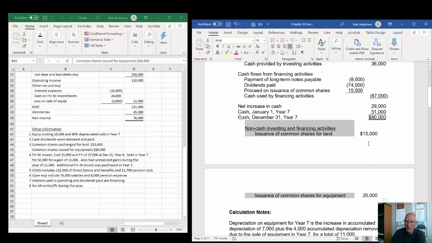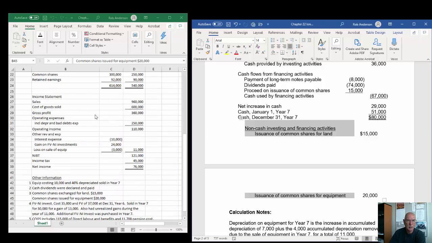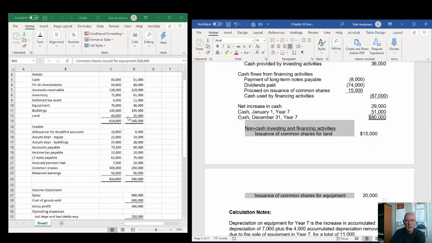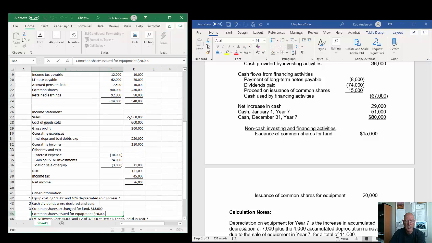Now we did the same thing for land. Land's pretty simple. Land just went up by that 15. So we didn't pay any money for the land. The 15,000 of shares issued is a straight increase of 15,000 to the land account. So we're fine there.